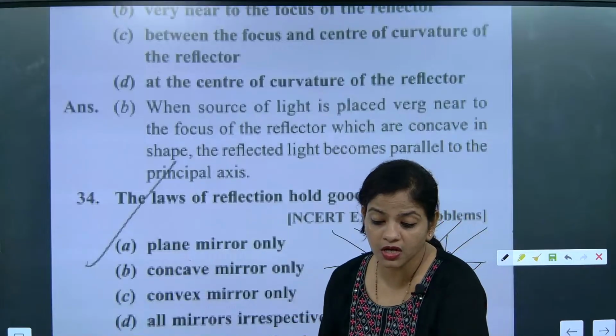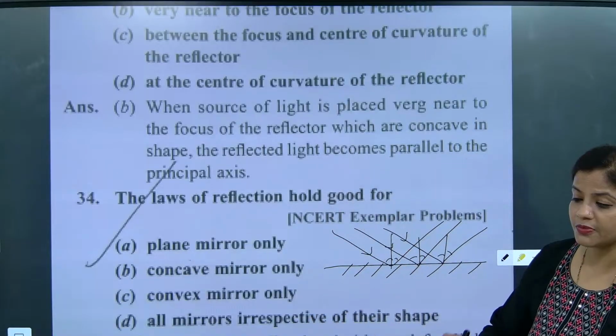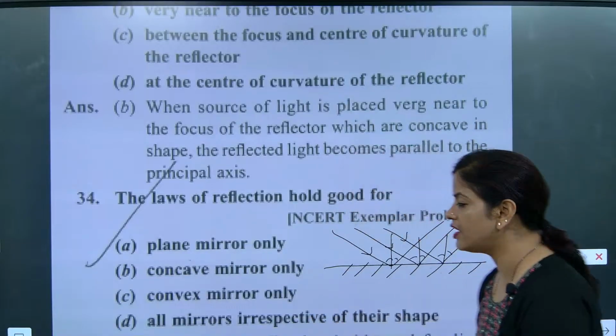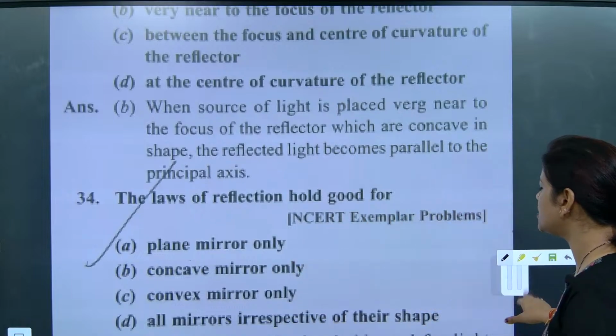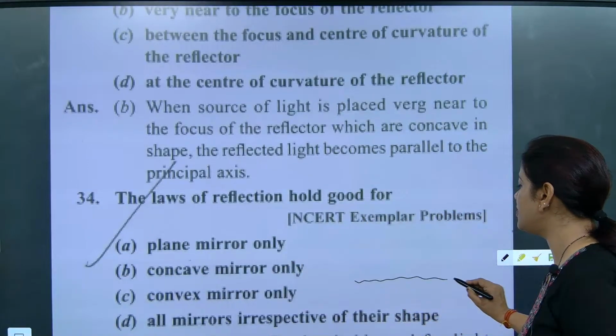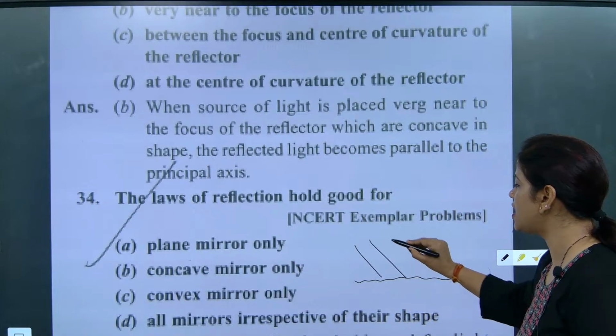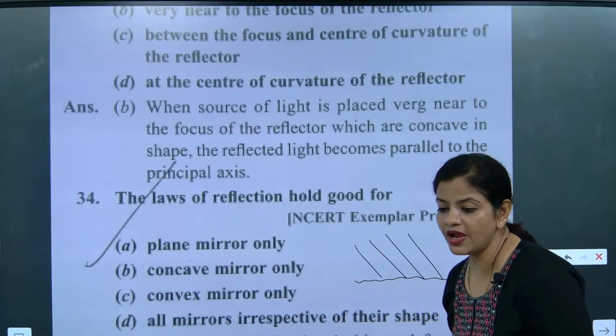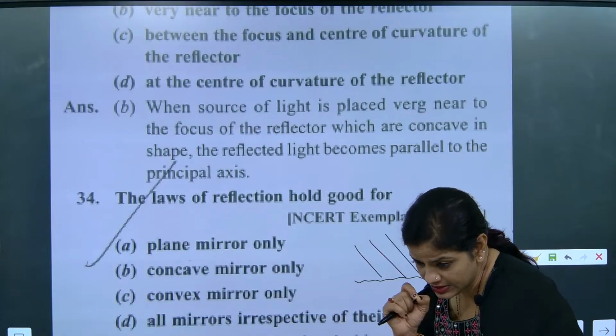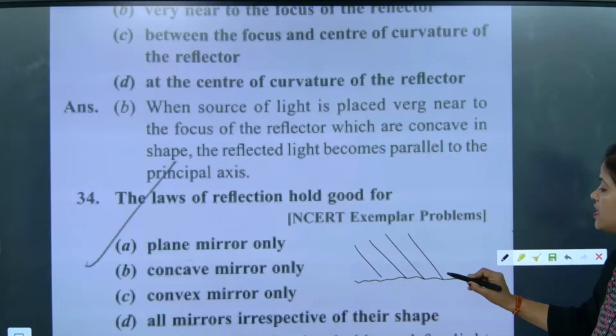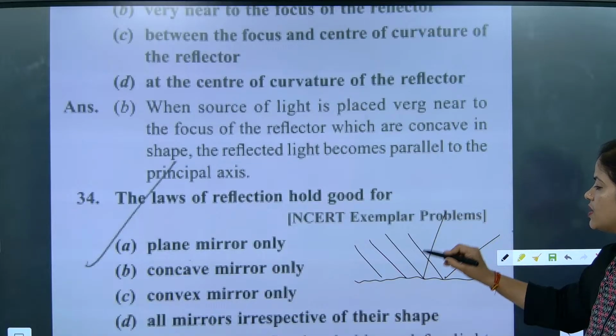But what about the rough surface? In a rough surface, when the rays of light fall parallel, it is the nature of the surface, please remember this, but the reflected rays will come out like this.